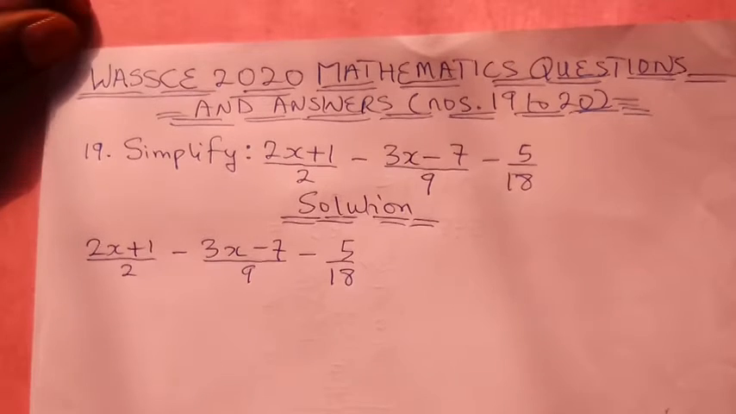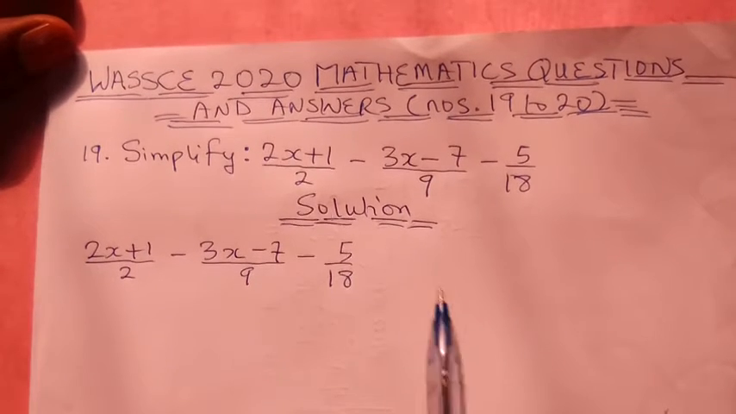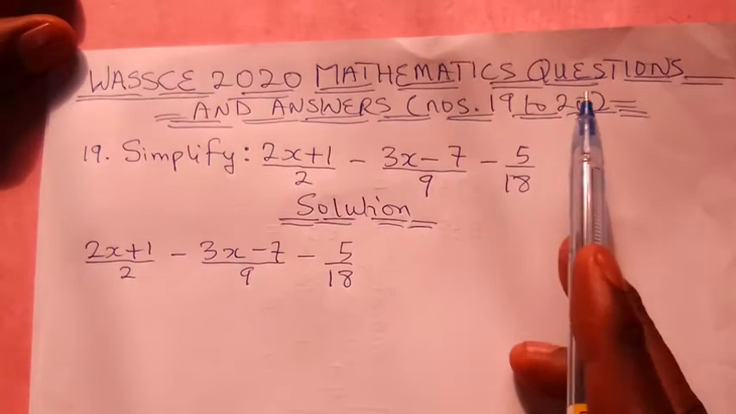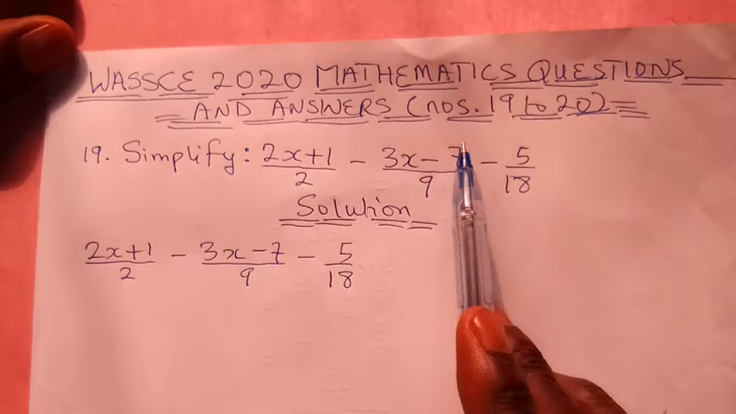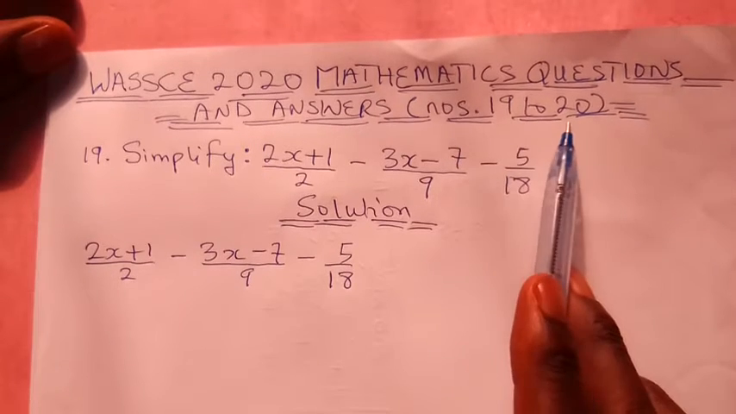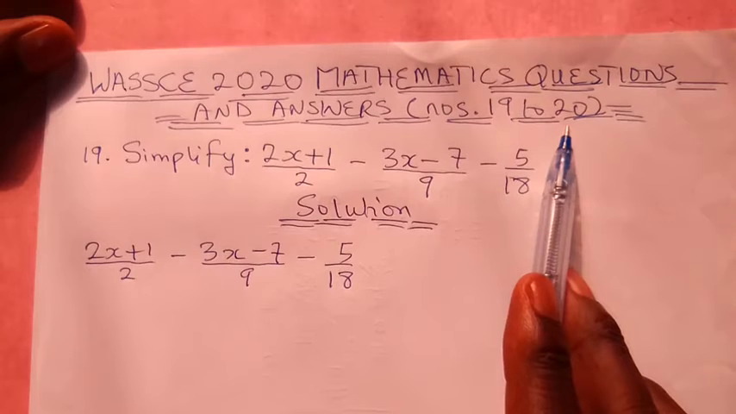We are still continuing with West African Senior School Certificate Examination 2020 Mathematics questions, and we are now at objective numbers 19, and we shall be doing 19 and 20 for our today's lesson.